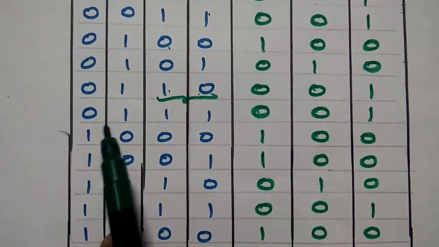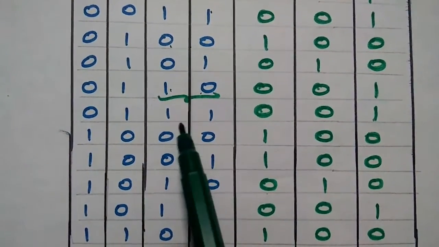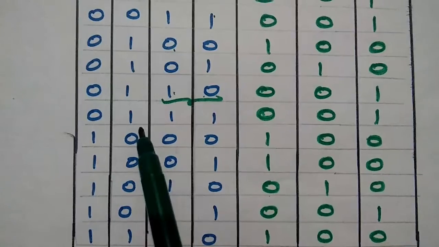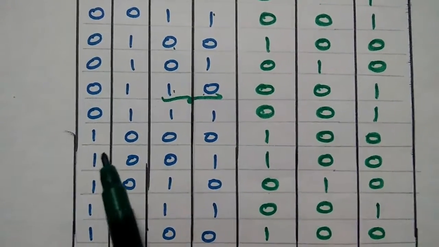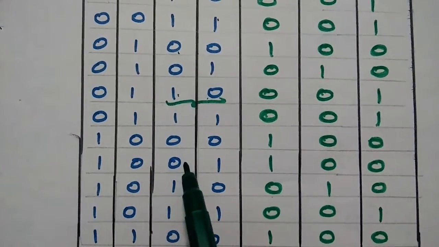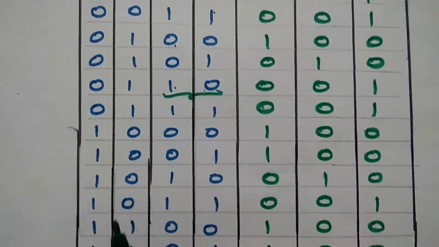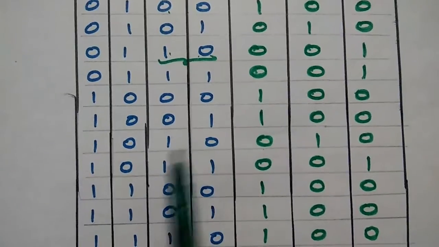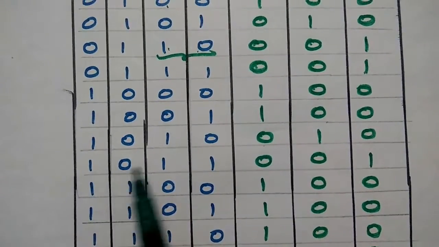So next 0, 1, 1, 1. Again here 1, 1 is greater than 0, 1. So 1 is here. Next 1, 0, 0, 0. A is greater. 1, 0, 0, 1. Again A is greater. 1, 0, 1, 0. Both are equal.